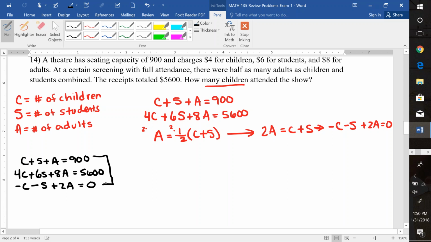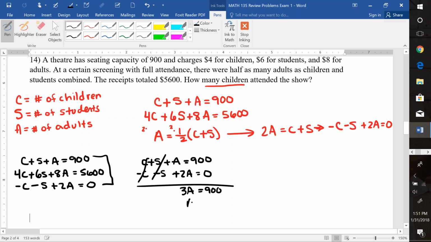Now I want you to note that the first and third equation, if we added those together right now, just as they are, the C's and the S's would completely cancel out and we would be able to solve for A. So I'm actually going to do this one a little differently because that's a really nice position to be in and it works out really great for us. So C plus S plus A equals 900, and minus C minus S plus 2A equals 0. If we add those two together, that is 3A equals 900, or adults is 300. Okay? Now I'm going to substitute 300 in for A in equations 1 and 2. The reason I'm doing that is because I'm going to get rid of that variable by substituting in the number, and then I'll be able to solve for C, which is the one we really want.